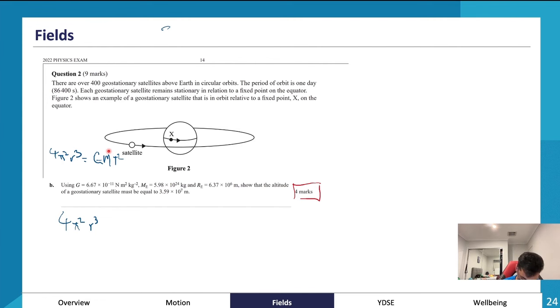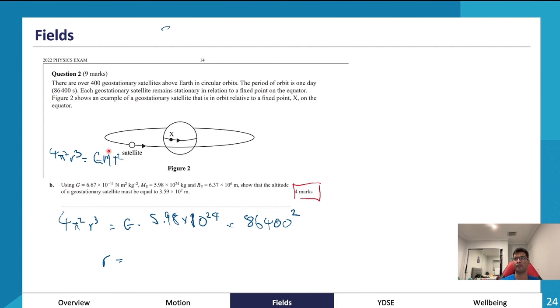We don't know what the radius is. G times the mass, which is 5.98 times 10 to the 24, times the time, which is 86400, squared. So you would do this question, rearrange everything, and solve for r.